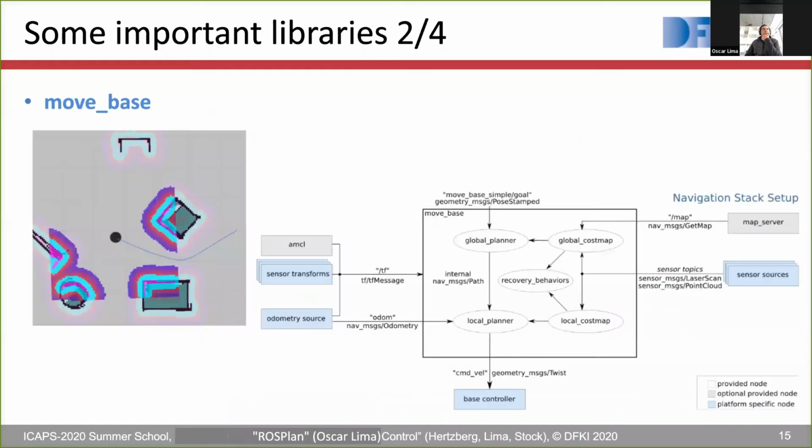The next important library is MoveBase. MoveBase is for the ROS navigation stack. And the ROS navigation stack provides you with the high-level functionality to move your robot between 2 locations.